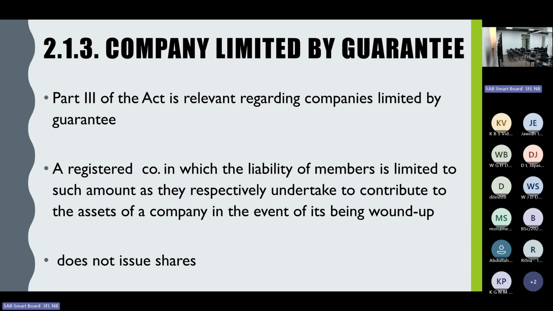So part 2 is about the private limited companies. Part 3 is about the guarantee limited. So their liability is also limited. It is limited to the guarantee. They give a guarantee, for example, 1,000 rupees or 400,000 rupees. Then their liability is limited to that amount.